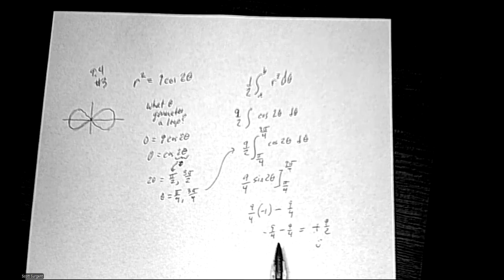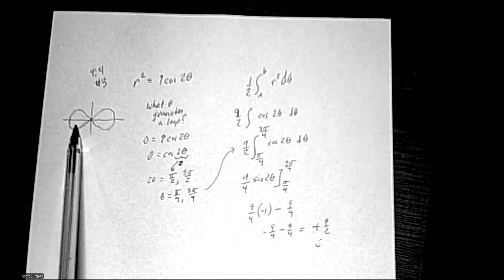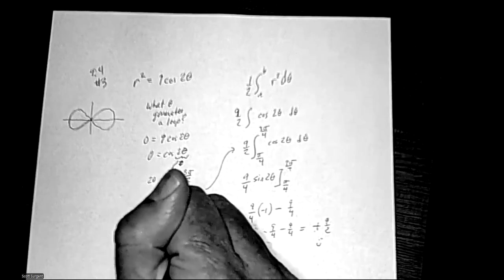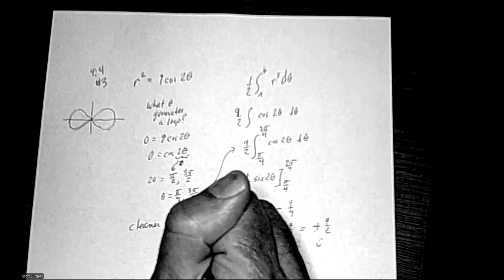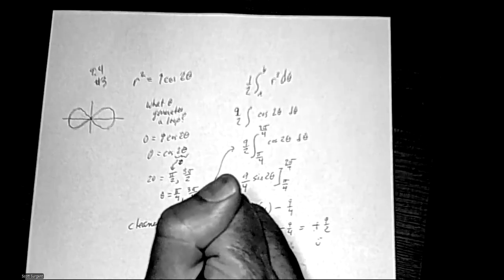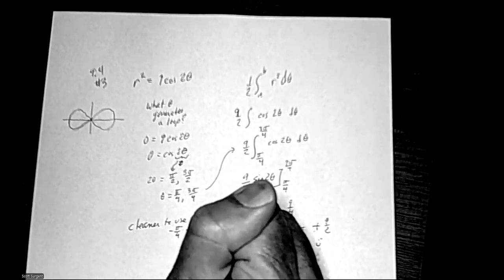As long as I do all the other stuff right, you get kind of a negative area. In a sense, it's like r is negative back here. It's weird, like you're going backwards, but it still gives you the same number. You just drop the negative. It would have been cleaner to use negative pi over 4 to pi over 4. That's a style consideration.